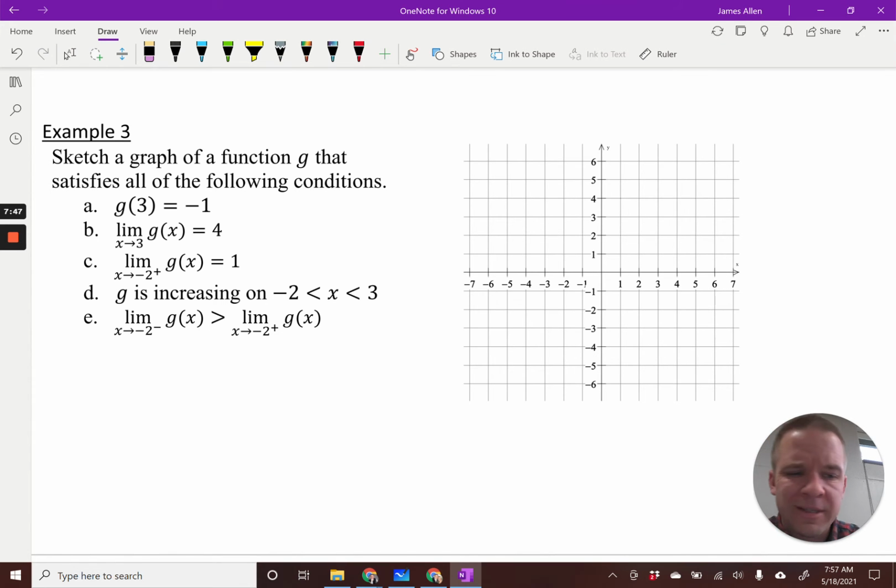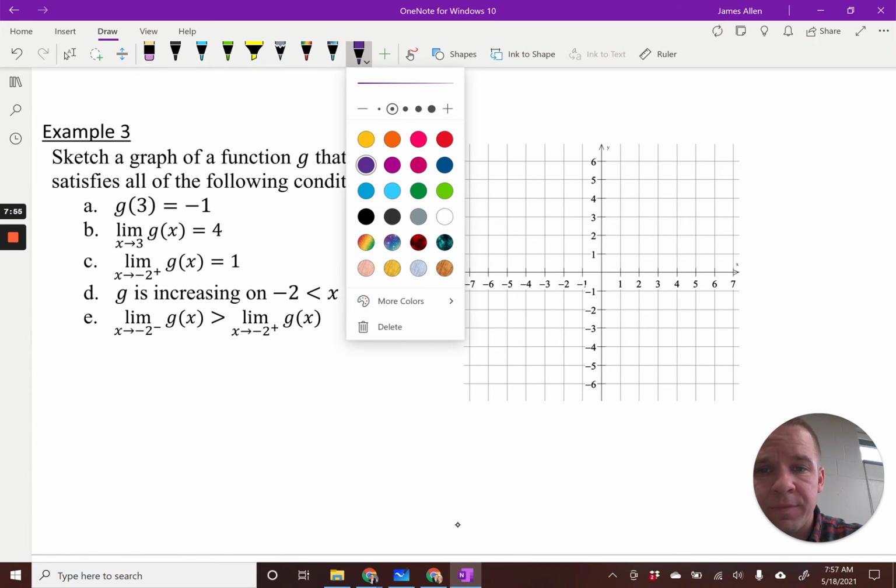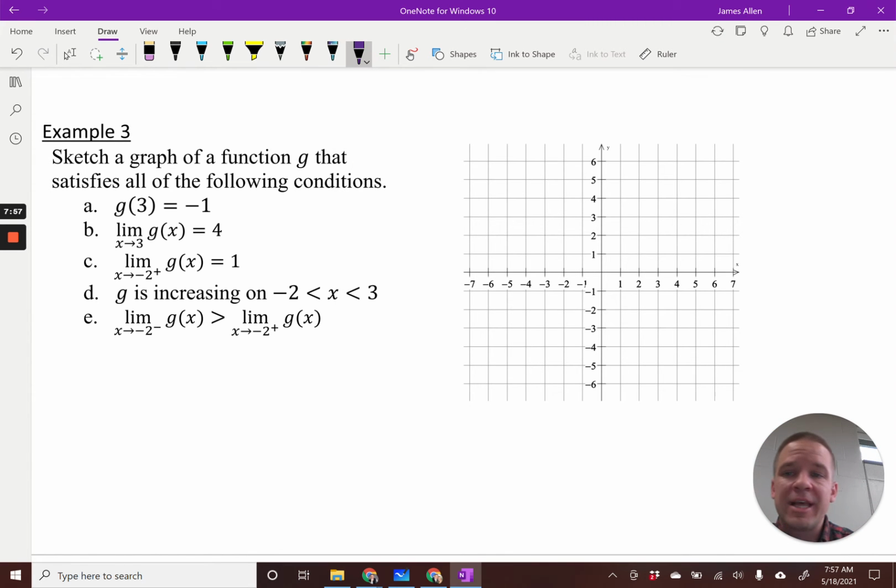So hopefully you took a little bit of time to think through this and how we might go about it. We'll just start with A and work our way down. First off, it says that g of 3 is equal to -1. As an ordered pair, that would look like (3, -1). So I know I need to have the point (3, -1). Let's start with that. It's got to be on the graph, right?